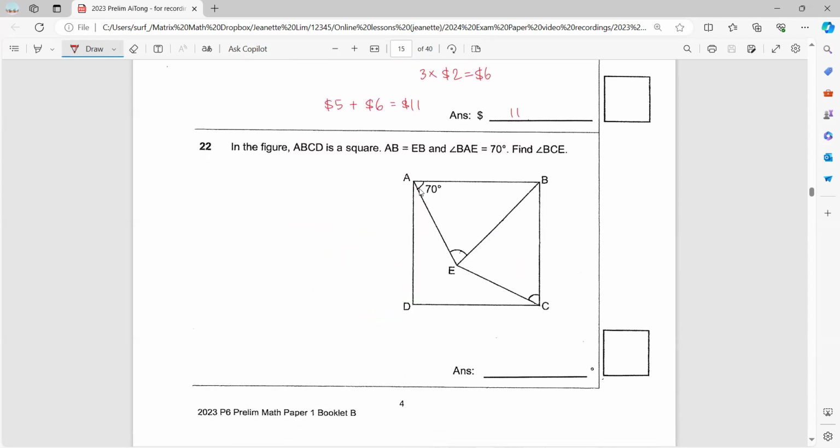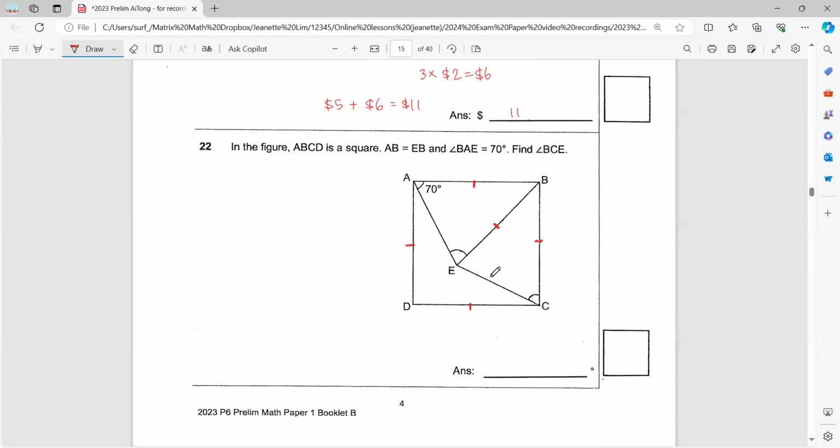Question 22. In the figure, ABCD is a square. AB equals EB. Okay, let's mark that out. And we have 70 degrees. Find BCE. Okay, let's mark out all the equal signs, because you have a square. So this, and this. As you can see, there are actually two isosceles triangles. It doesn't mean that all the angles inside are the same. They are both isosceles, but it doesn't mean that they are exactly the same triangles. So be careful of that.